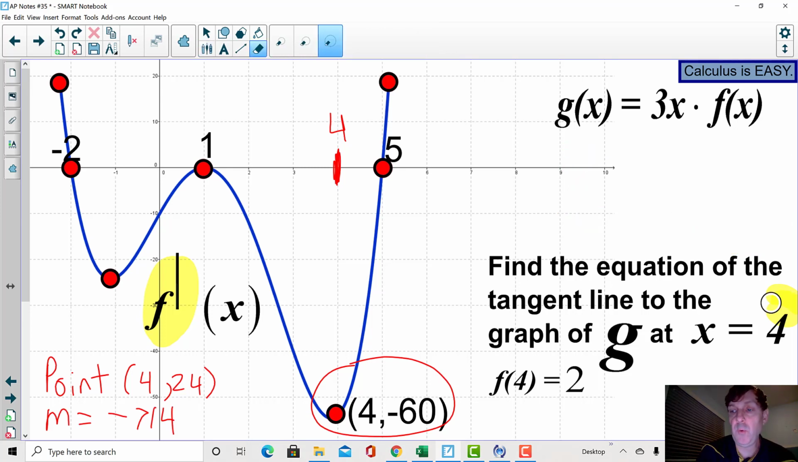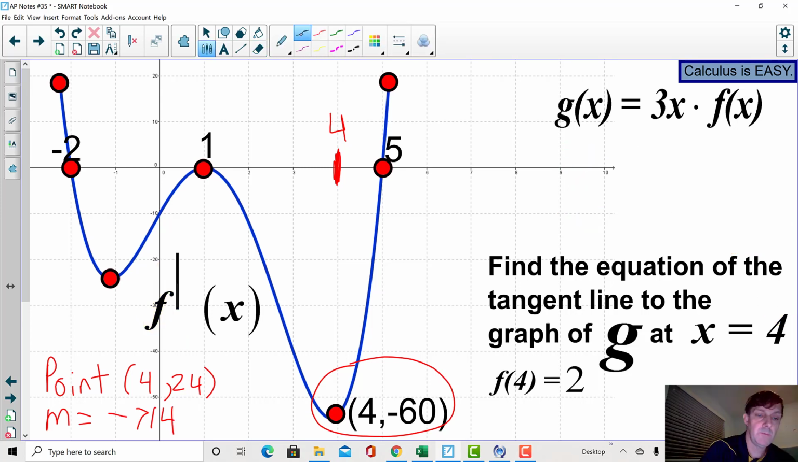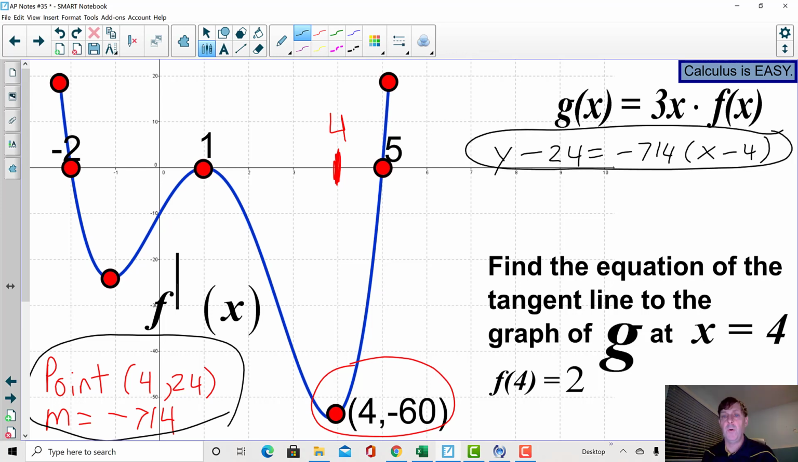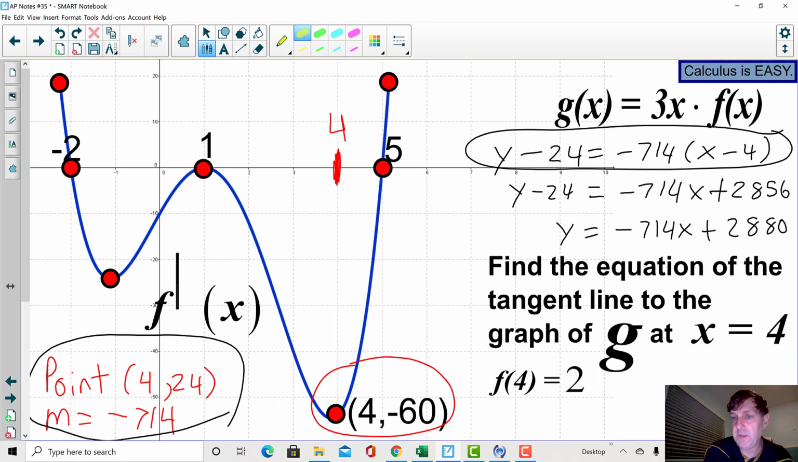But now we can find the equation of our tangent line. We just need to use the information we found in the bottom left corner here. It's going to be y minus 24 equals m times x minus 4. Now you could stop right there. That would be your final answer. Or if you want to solve for y, you would get this.